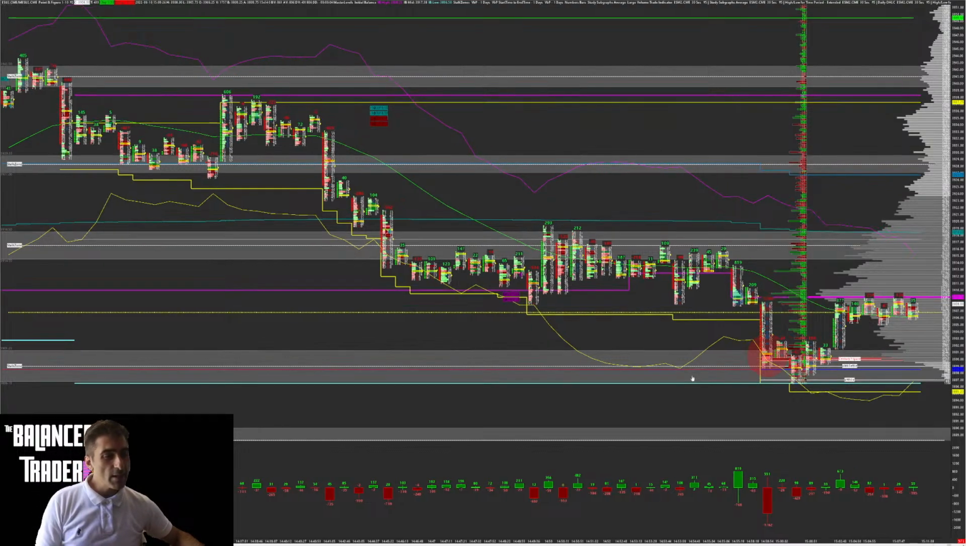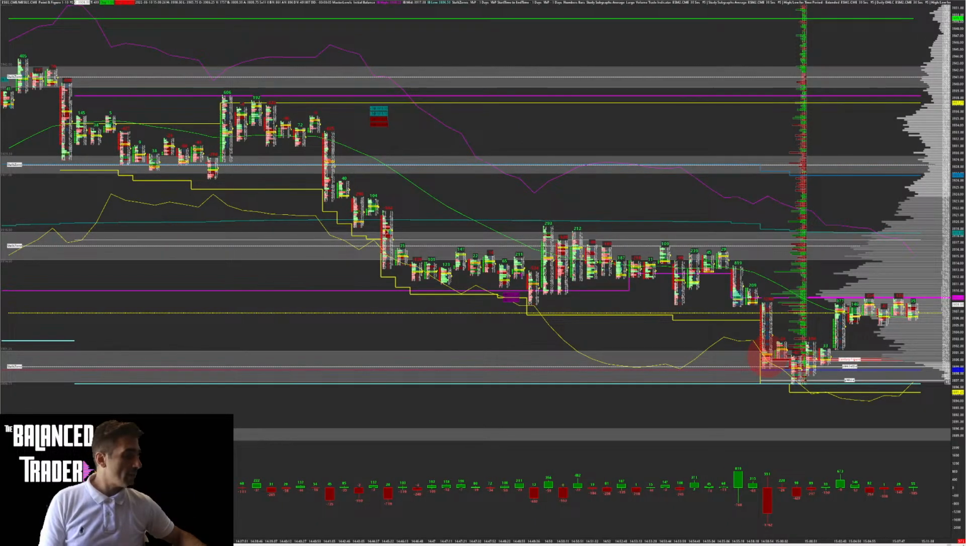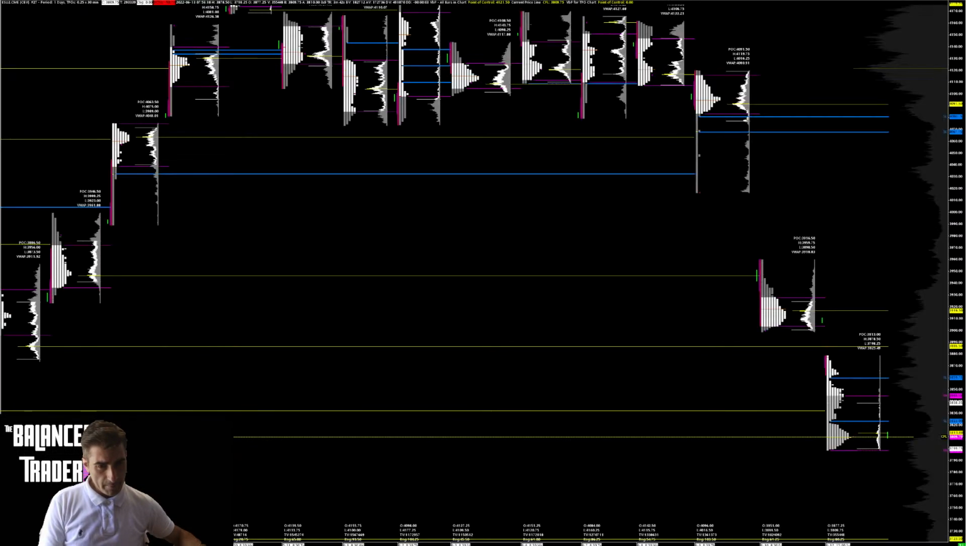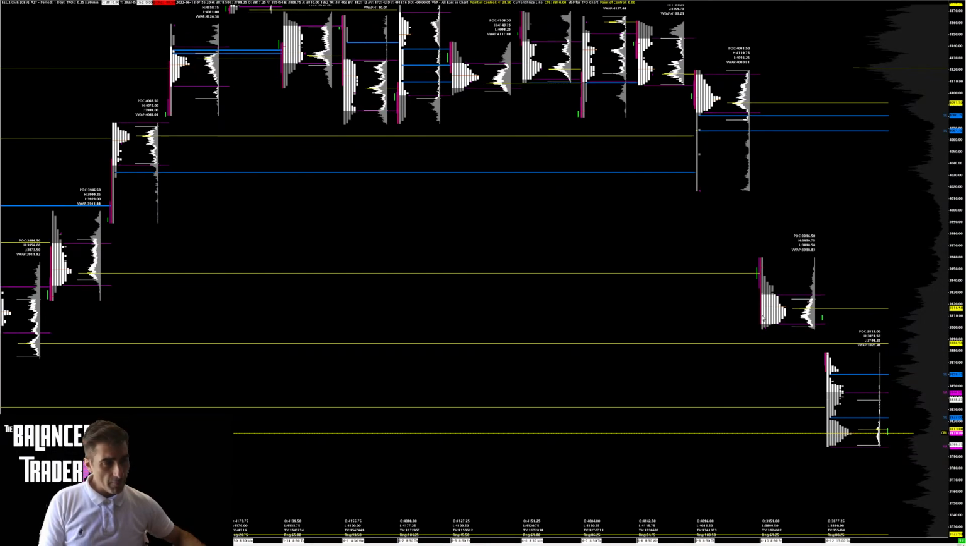Okay, here it is. This is the close. What we're seeing is that B profile I just brought up. Here it is again, this B profile from Friday's session. This was the close going into it, right?